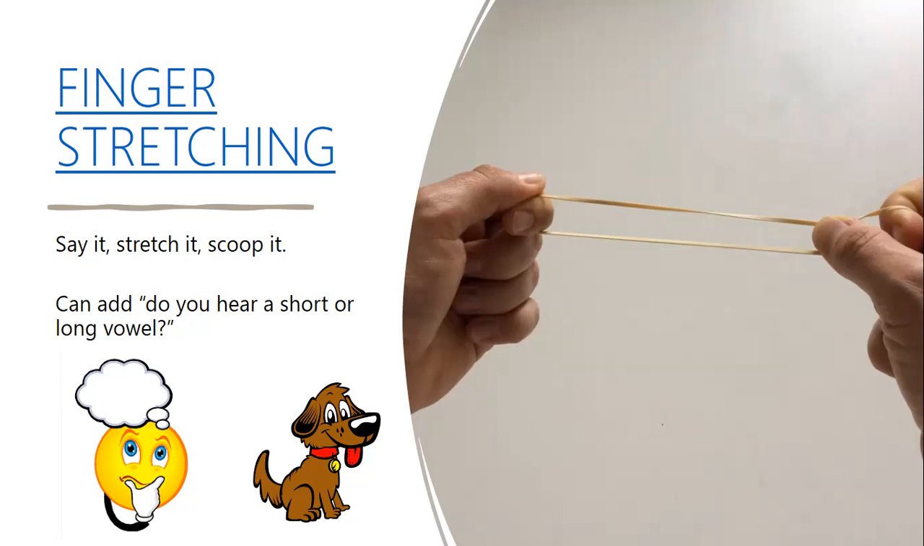For the second one, we can also have think. So you can ask, say it, think, stretch it, think, scoop it. And then as the students progress, you can also build vowel awareness by adding, which vowel sound do you hear, have them tell you, because vowels tend to be the most unpredictable components of the English language.